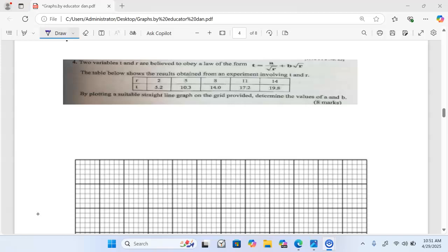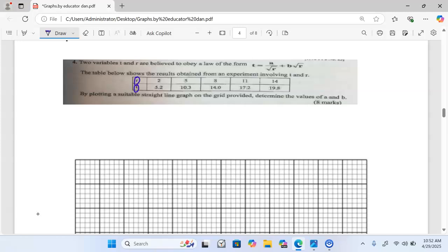We are looking at graphical questions. The question reads: two variables t and r are believed to obey the law of the form t is equal to a over root r plus b root r. The table below shows the results obtained from an experiment involving t and r. We have the values of r and the values of t. By plotting a suitable straight line graph on the grid provided, determine the values of A and B.